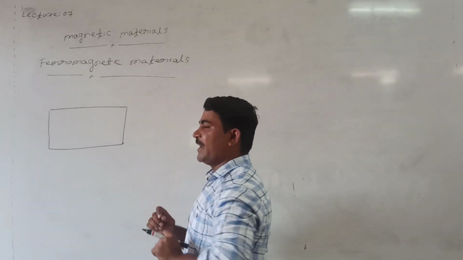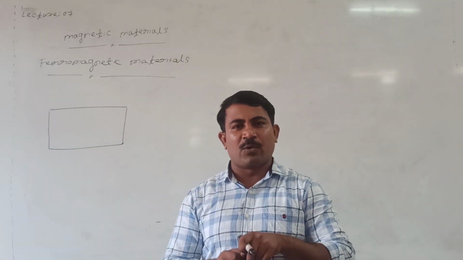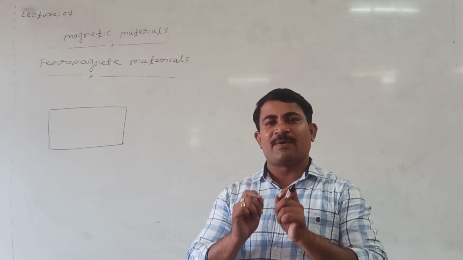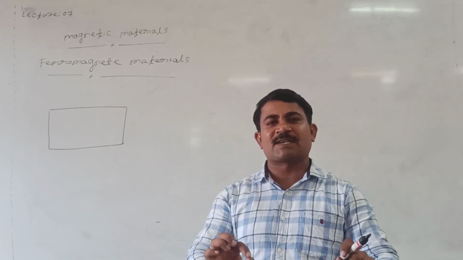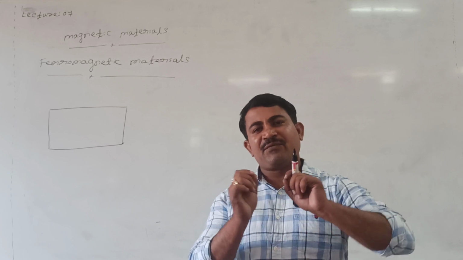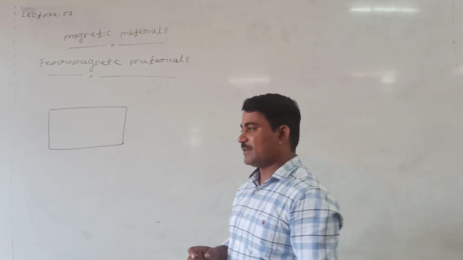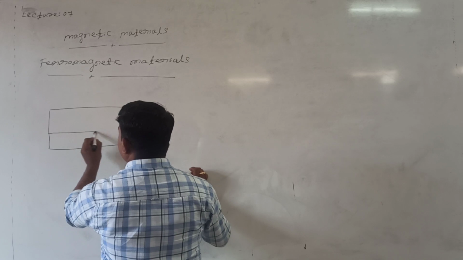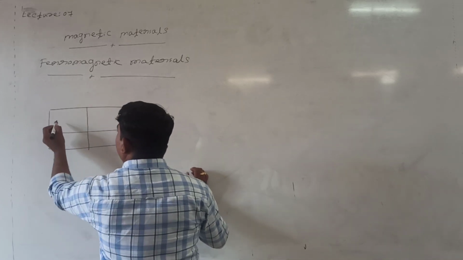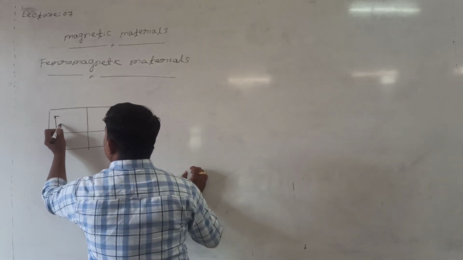In these ferromagnetic materials, magnetic dipoles are oriented in a small given region. All magnetic dipoles align in a definite direction. How do they exist? I can divide this material into 4 regions. In some other region, magnetic dipoles exist like this.